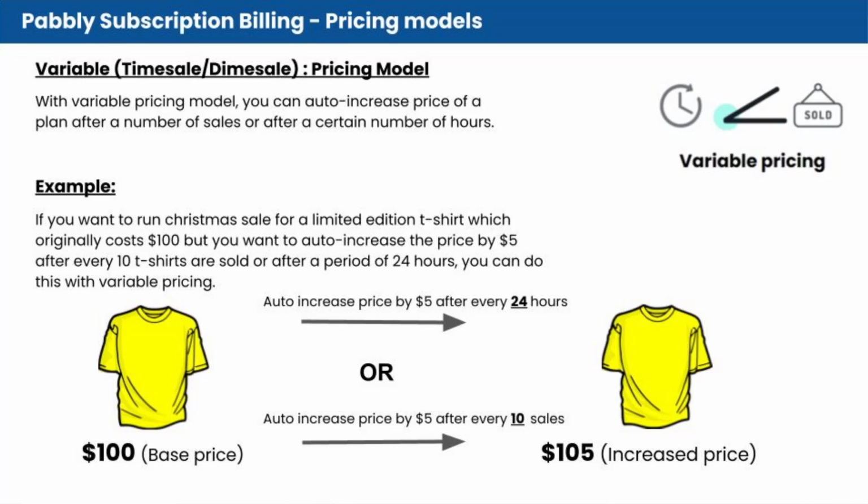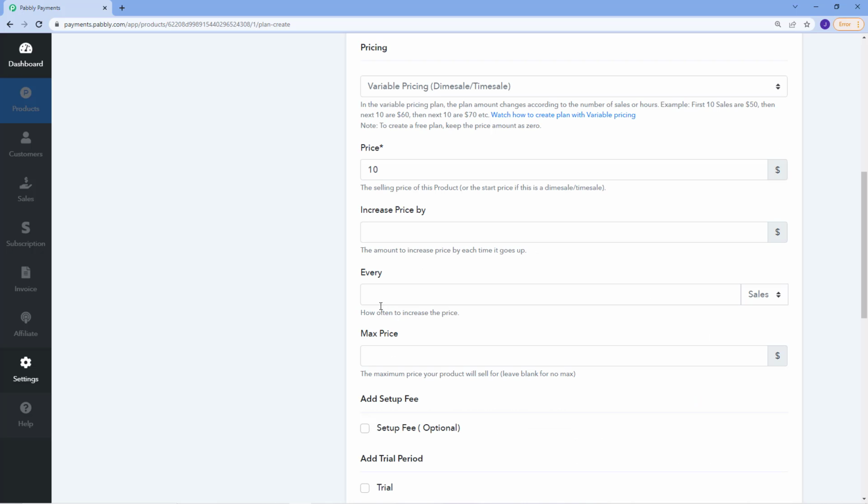Let's set the base price of the t-shirt as $100, and we'll set it to auto increase the price by $5 after every 24 hours or after every 10 sales. So as soon as the 10 sales or 24 hours get completed, the new price will be $105. So that's how the variable pricing model works.